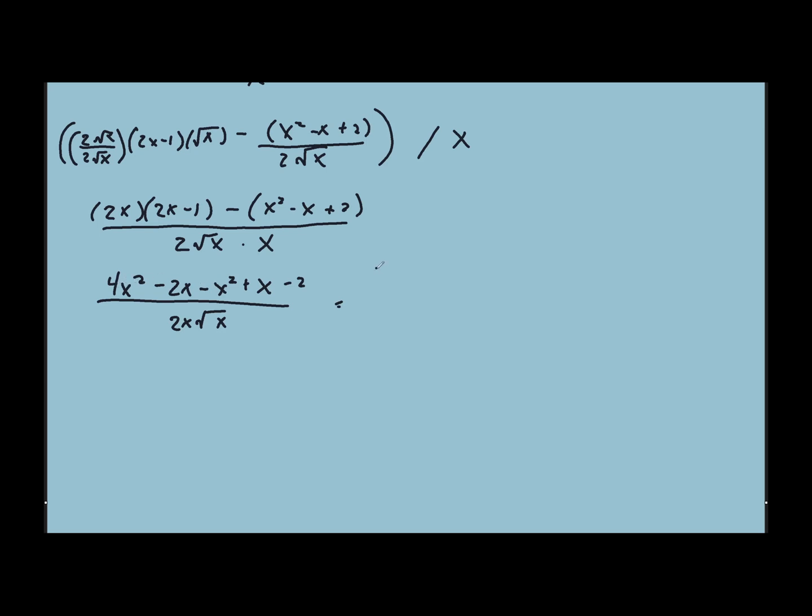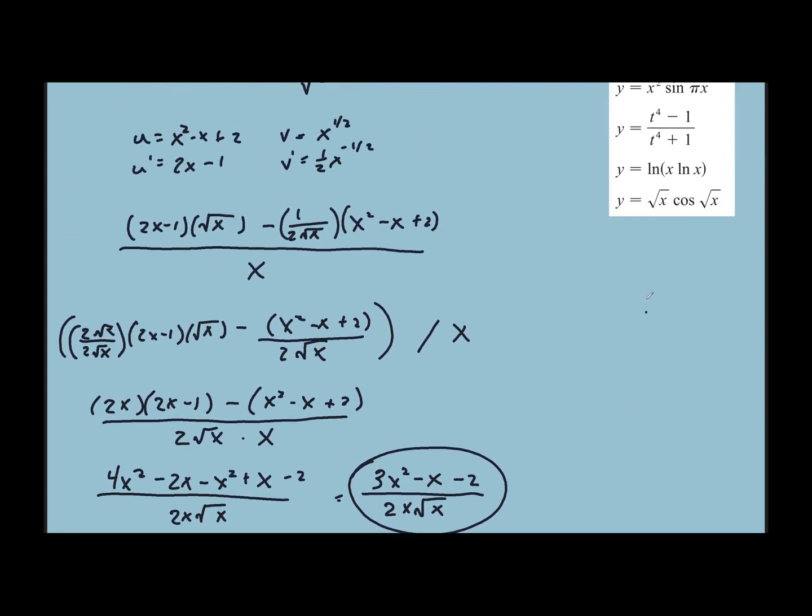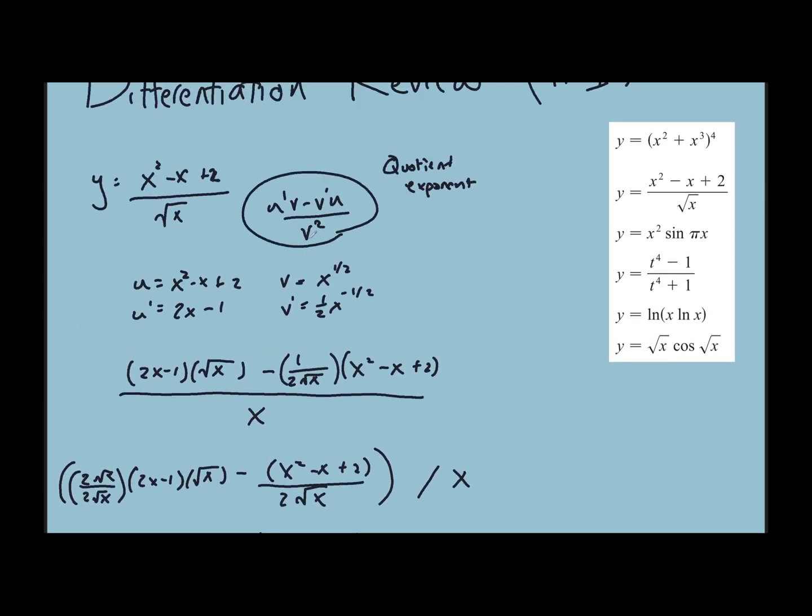4x squared minus x squared would be 3x squared. Minus 2 and plus 1 would be minus x minus 2. That'll be divided by 2x root x. So that's probably as simple as the answer can get right there. Mostly algebra, but it all starts with the quotient rule. It's easy if you write them out separately like this first and then just write them in there. Once you write them in there, you can focus on simplifying and that kind of thing.